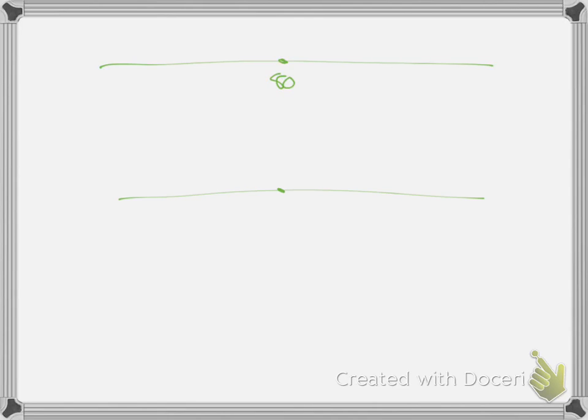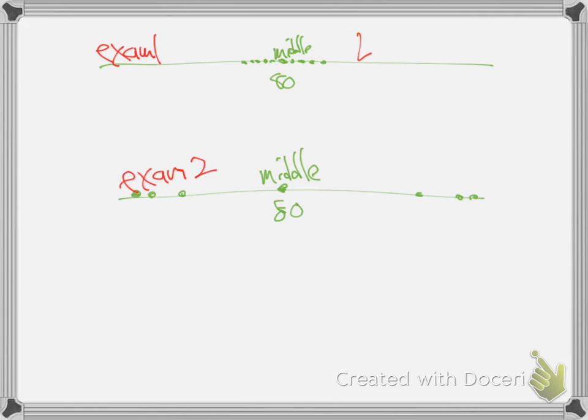Both exams have an average of 80, let's say. In this one, the middle's 80, and everybody got right around that score. But in this one, the middle's 80, and they got super far above and below that. The same middle on both tests, let's say this is exam 1 and this is exam 2. Exam 1 has a low standard deviation. Exam 2 has a high standard deviation, because what is standard deviation again?